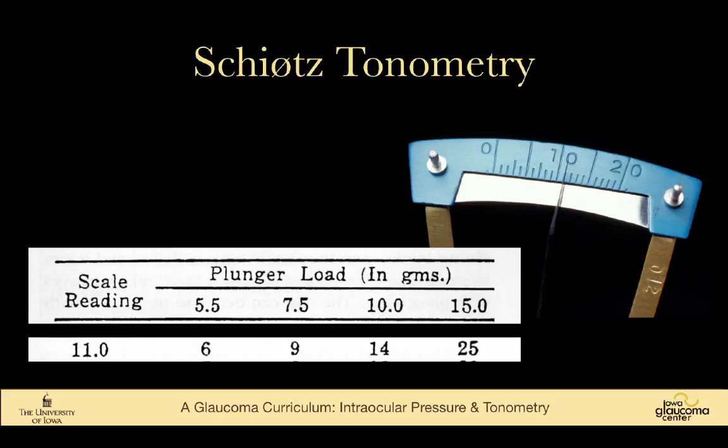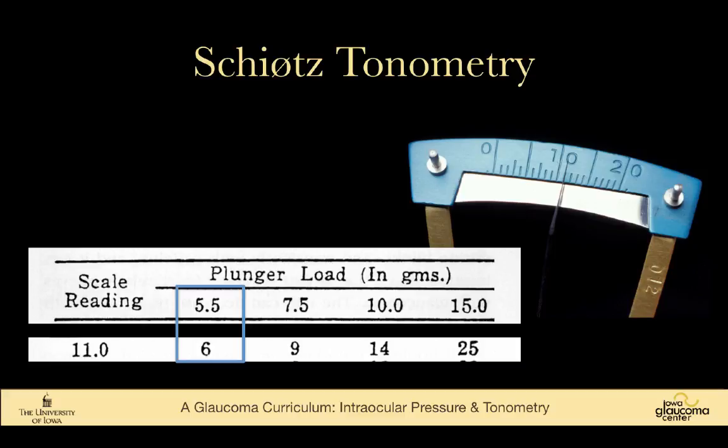This is measuring 11. Using the 5.5 weight, 11 translates to 6 millimeters of mercury. And you can see there that you can use heavier and heavier weights to expand the scale. Schiotz tonometry displaces so much fluid from the eye that leaving a weighted Schiotz tonometer on the eye for 4 minutes and measuring the drop in intraocular pressure caused by this weight squeezing the eye is called tonography, a technique that's no longer used.